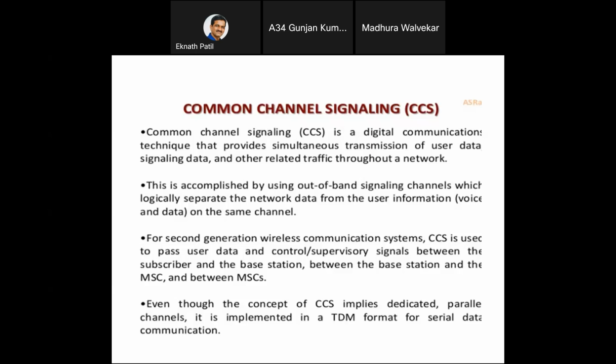So CCS is another technology, and we are going to discuss what it deals with. It deals with second generation, and it passes the user data and control supervision signals between the subscribers and the base station, between the base station and the MSCs, and between the MSCs. This is the use of CCS, common channel signaling. This is accomplished by using the out-of-band signaling channel, which logically separates the network data from the user information, that is the voice and data, on the same channel. So it divides which is the voice channel and which is the data channel. That is one thing we have to keep in mind.